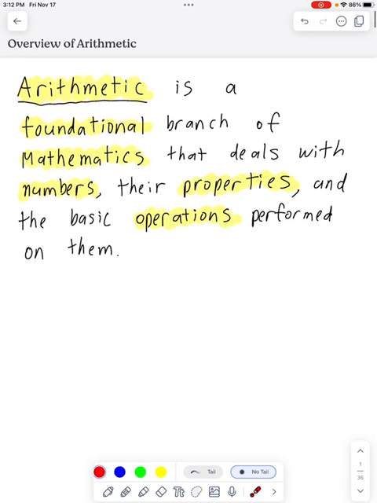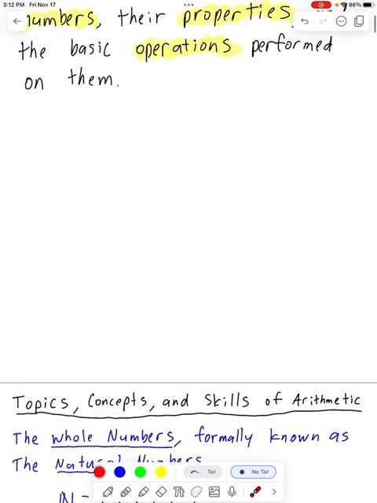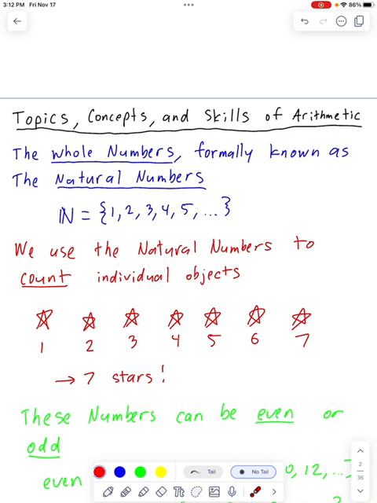So arithmetic is a foundational branch of mathematics that deals with numbers, their properties, and the basic operations performed on them. Now these are some topics, concepts, and skills of arithmetic. And the order of this, I'll try to build on itself. So what we learn in the beginning will build on what we learn later on. So there are whole numbers, which are also known as natural numbers. These are the natural numbers.